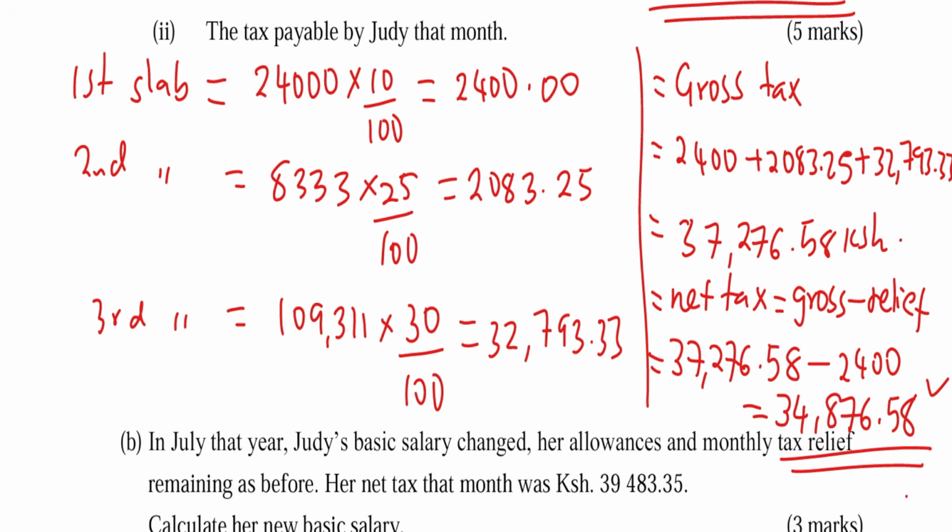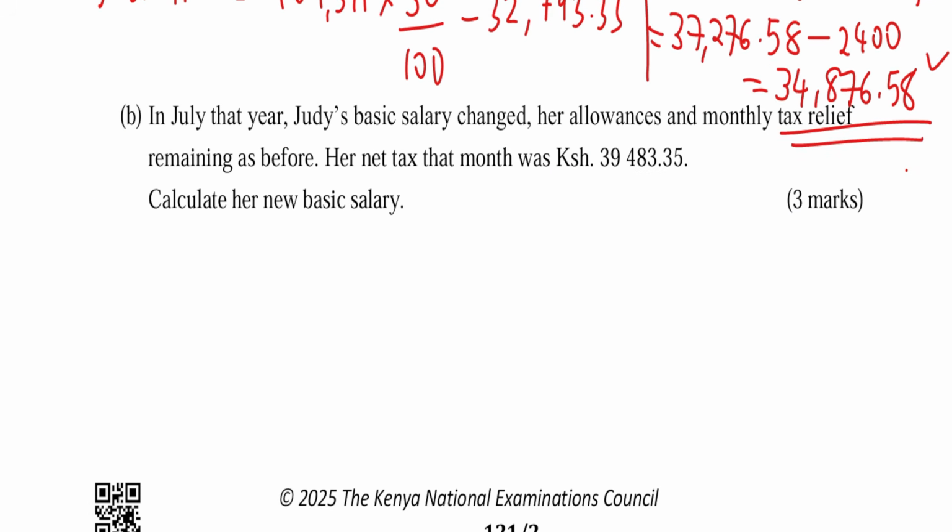It's hard, not hard. Now question B: in July that year, Judy's basic salary changed. Her allowances and monthly tax relief remain as before. Her net tax that month was 39,483.35. Calculate her new basic salary. So this is just one way of back taxation. What we have here is our net tax. But to find our basic salary, we need to find our taxable income first.